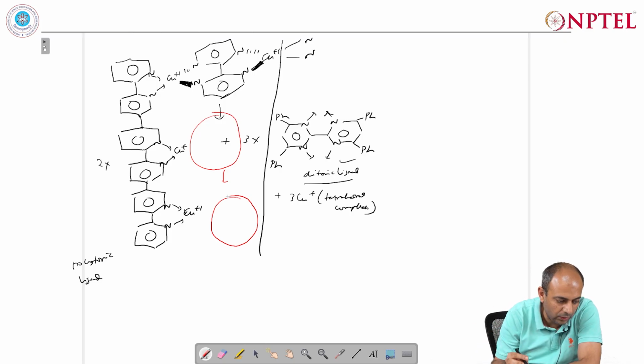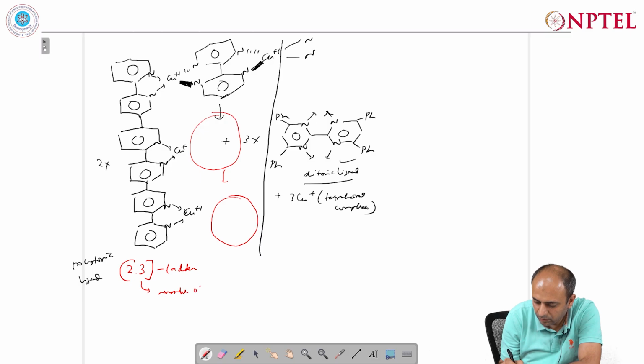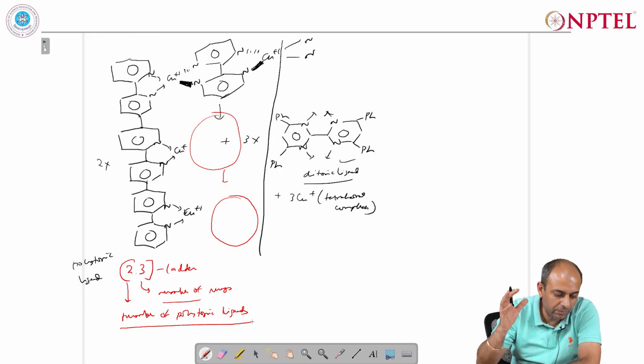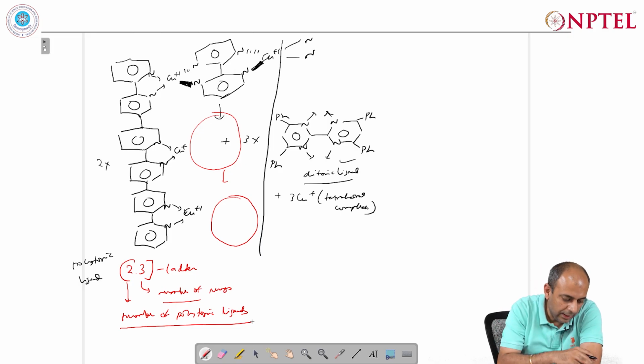So this gives rise to a 2.3 ladder, where 3 is the number of rungs and 2 is the number of polytopic ligands. So we can form these kinds of large arrays, and the copper ion functions here as a template.